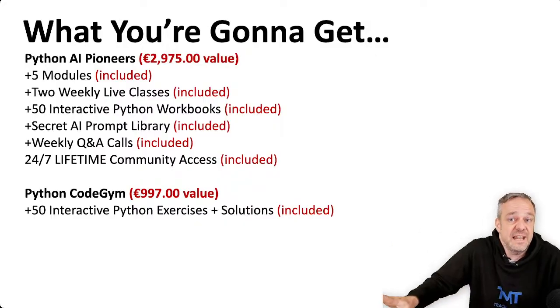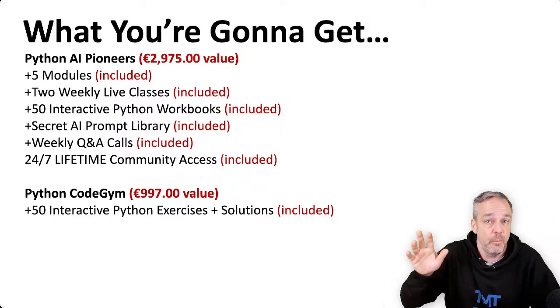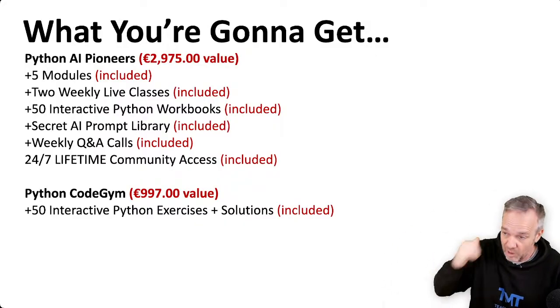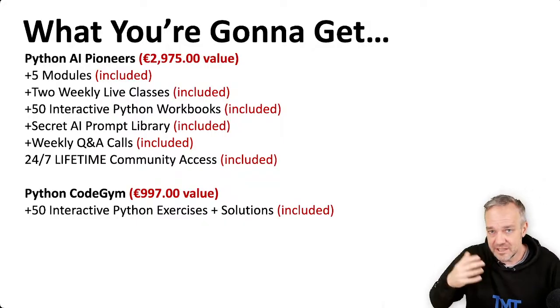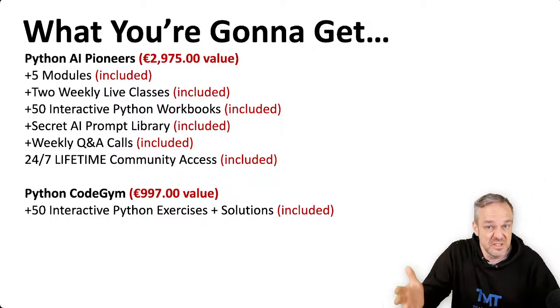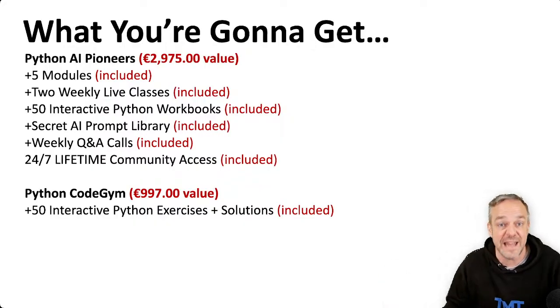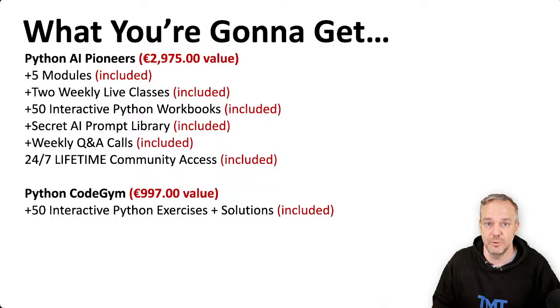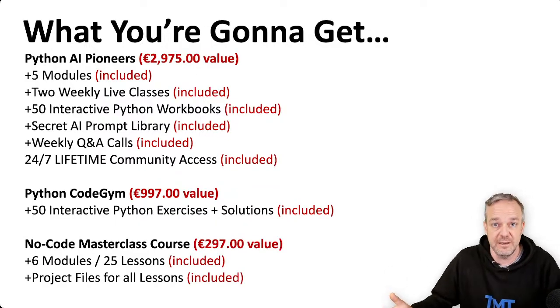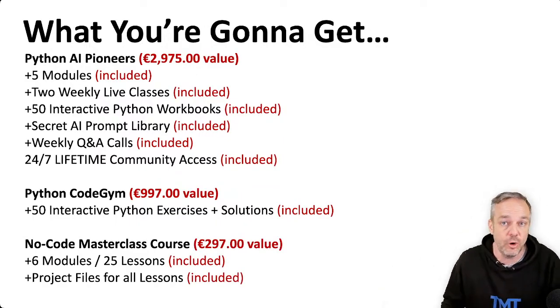So this isn't just 50 exercises, it's 50 opportunities for you to build that coding muscle, right? That skill becoming second nature, giving you this unshakable confidence that I'm aiming for. The Python Code Gym has a value of 997 bucks alone, but you get it for free today. And don't forget the No Code Masterclass.